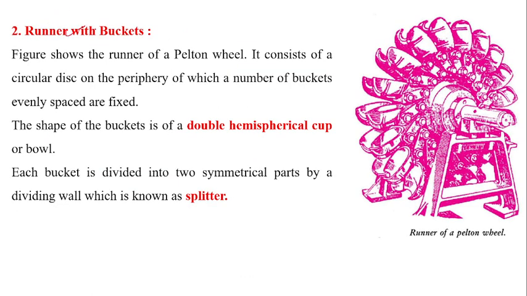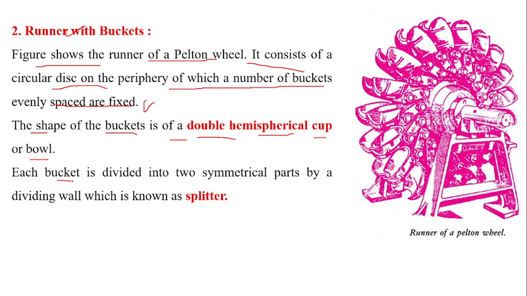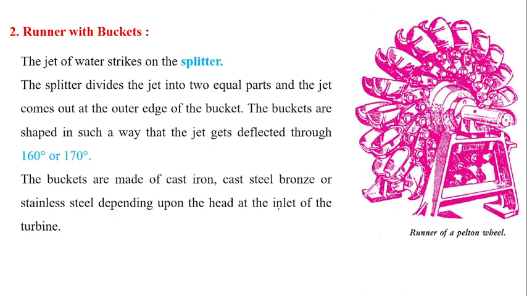The second one is the runner with buckets. The figure shows the runner of the Pelton wheel, which consists of a circular disc. On the periphery of the disc, a number of evenly spaced buckets are fixed. The shape of the bucket is a double hemispherical cup or bowl. Each bucket is divided into two symmetrical parts by a dividing wall, which is known as the splitter.